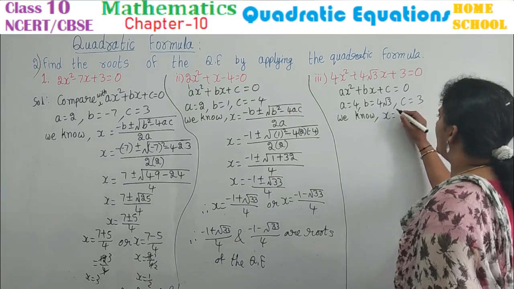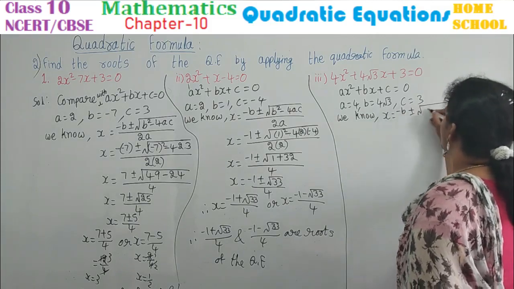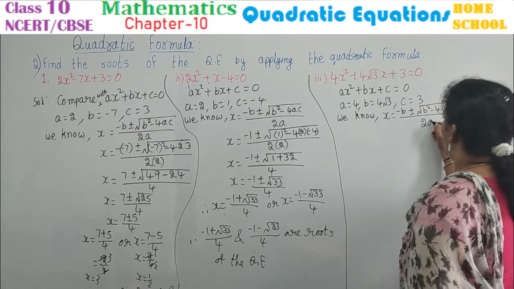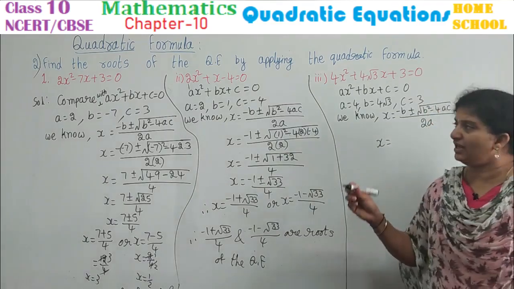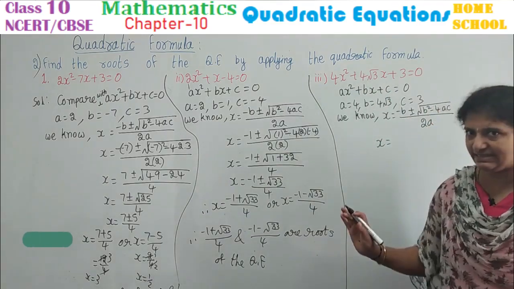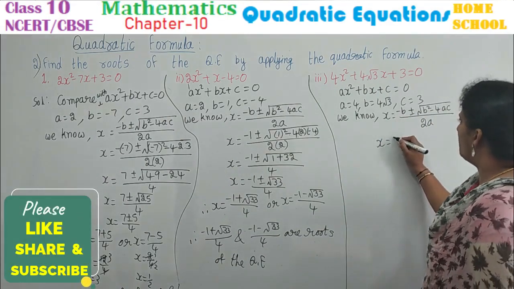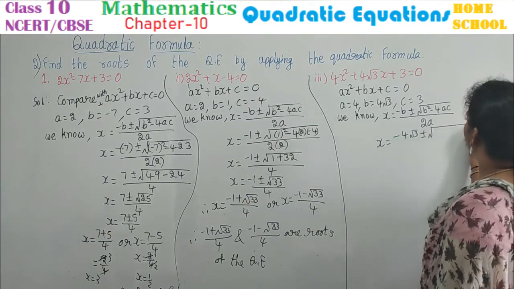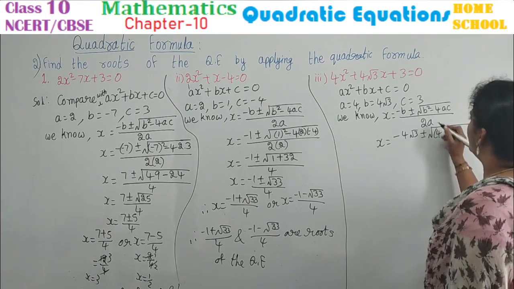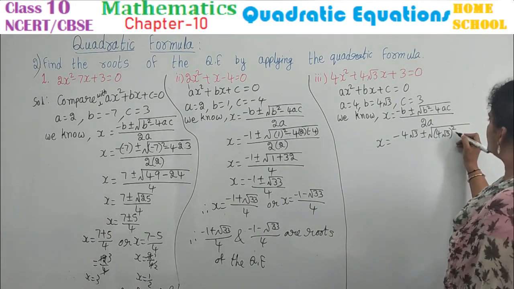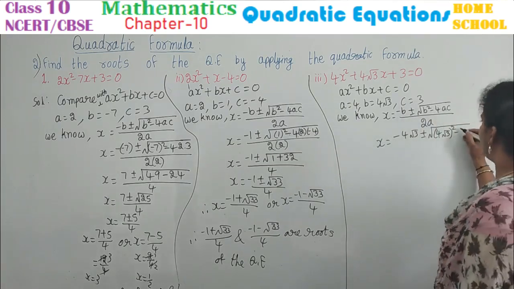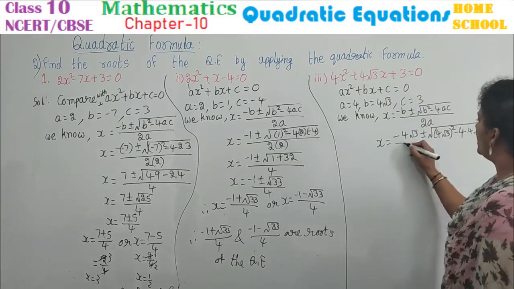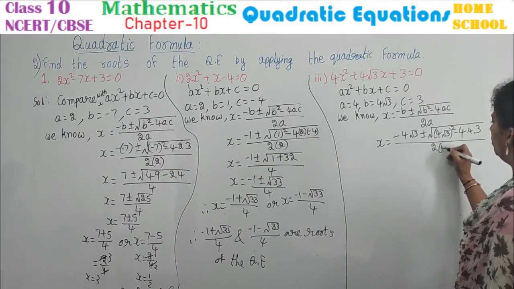We know by the formula x = (-b ± √(b² - 4ac))/2a. Substitute the values of a, b, c. x, once again verify, x value is x itself. x is equal to minus b, the b value is 4√3, plus or minus root of b² - 4ac. The b value is (4√3)² minus 4ac, the a value is 4 and the c value is 3, whole divided by 2a, 2 into 4.